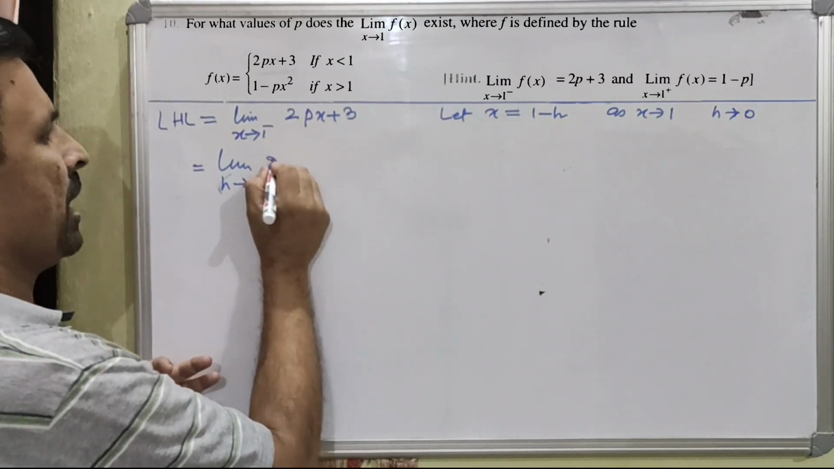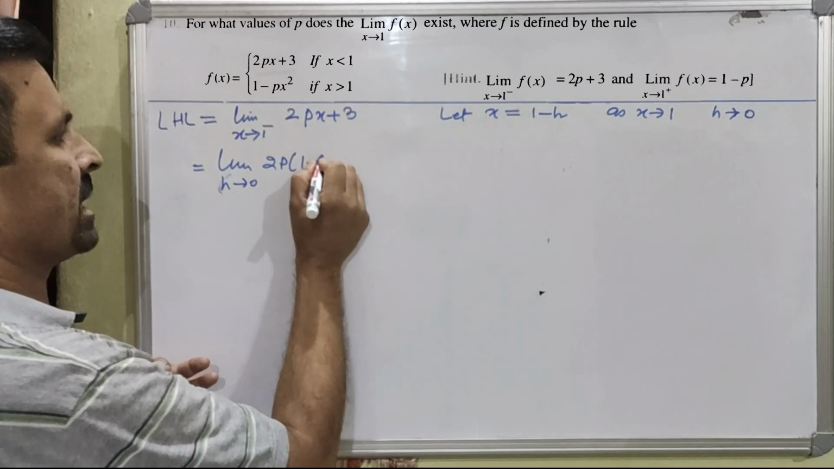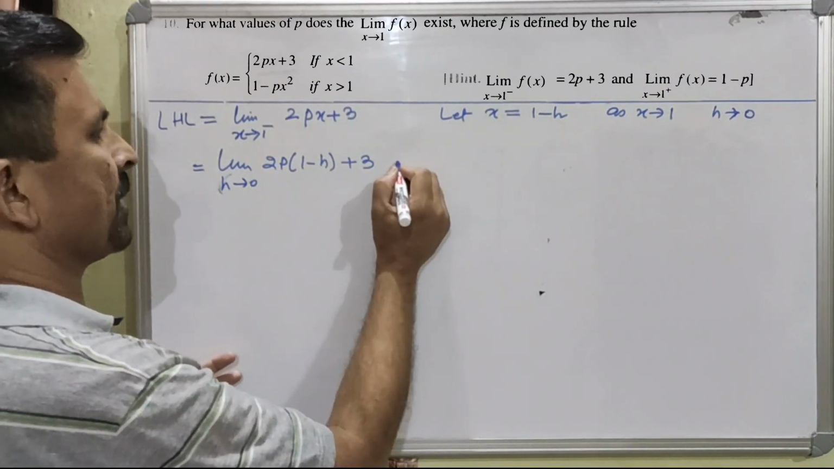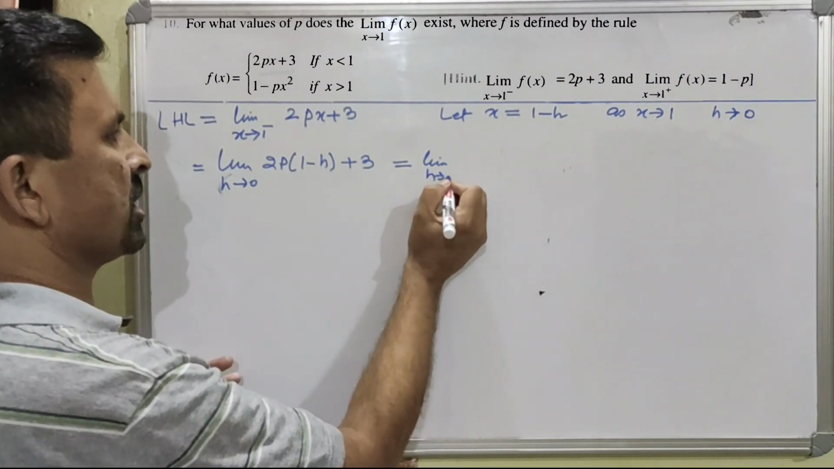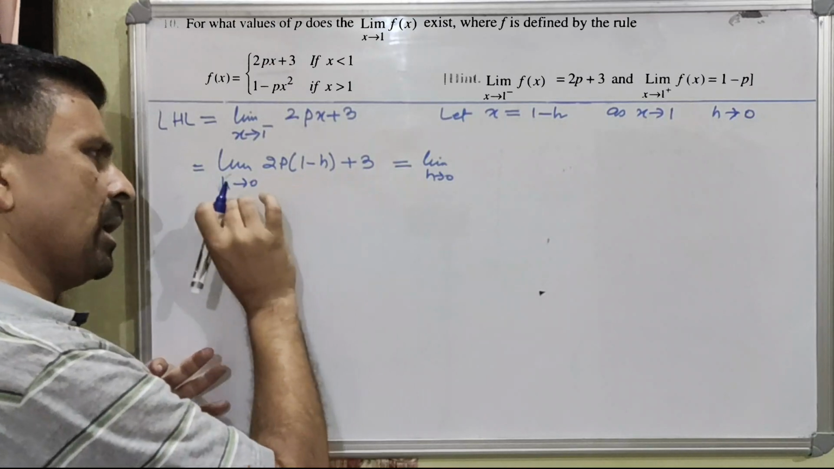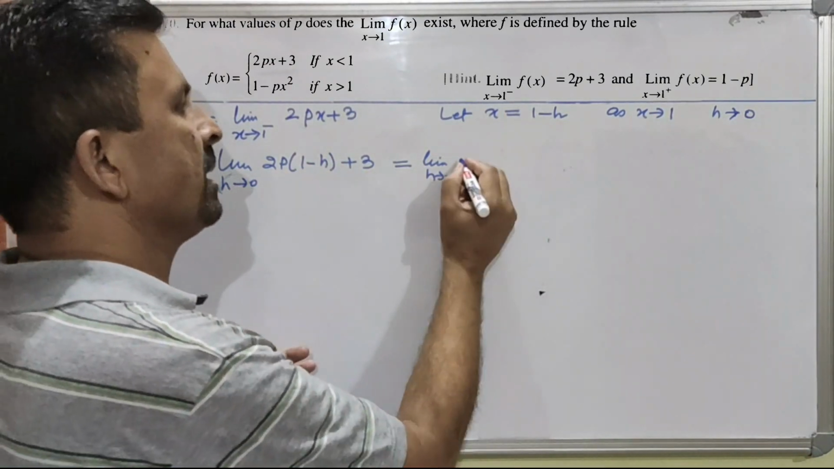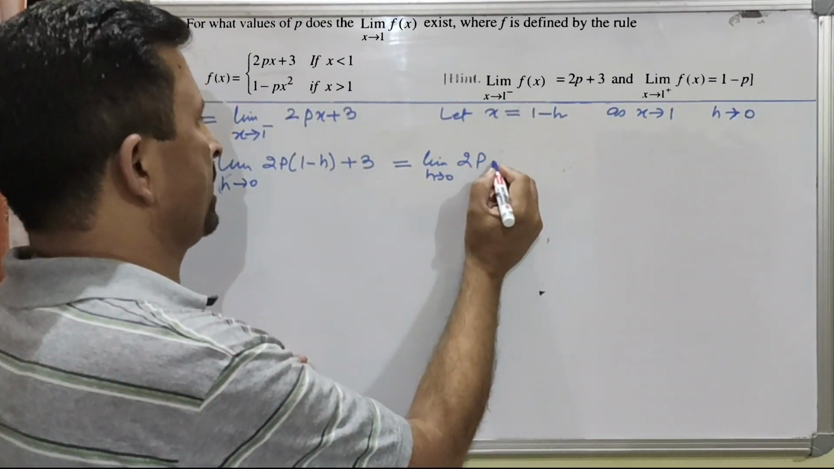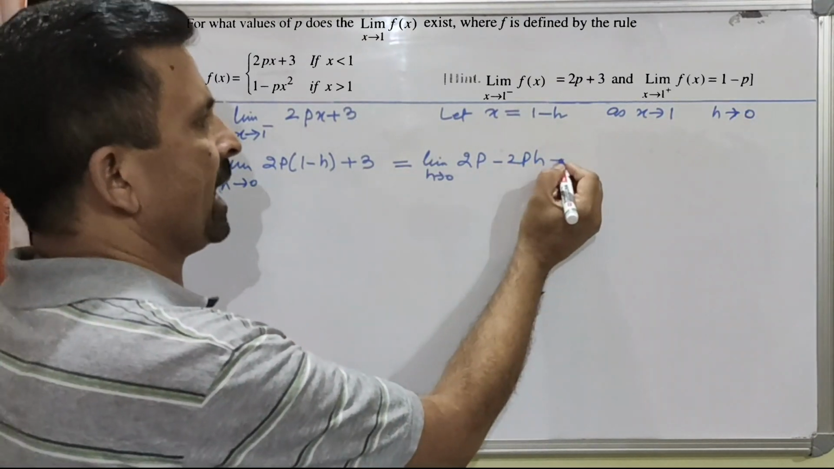Now for x we will write the value as 1 minus h. So 1 minus h plus 3. Now we will operate and simplify. Limit h tending to 0. After simplifying this function only we can use the value of h. So first of all we are simplifying. So 2p into 1 is 2p, right? Then 2p into h minus 2ph, and then plus 3 as it is.